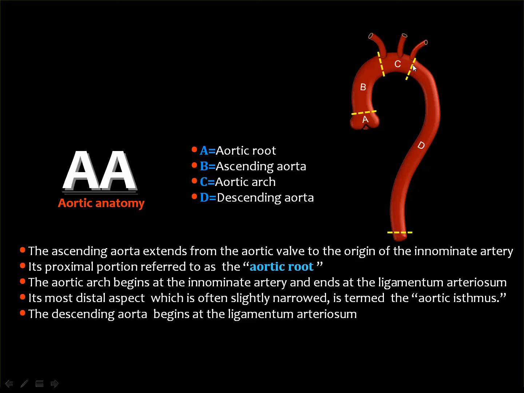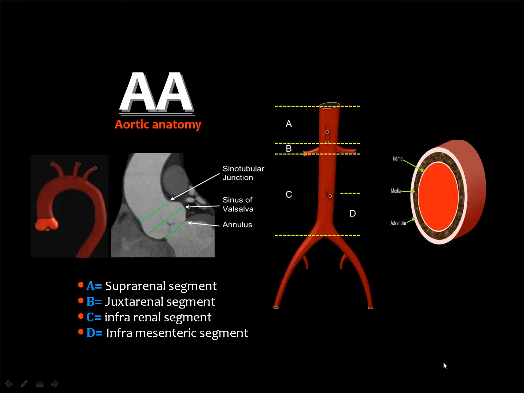From this point to the site of the patent ductus or the ligamentum arteriosum, this is known as the aortic isthmus. Then at the level of the diaphragm, there is a separation, not an actual separation, but the supradiaphragmatic segment of the aorta is known as the descending thoracic aorta, and this is the abdominal aorta.